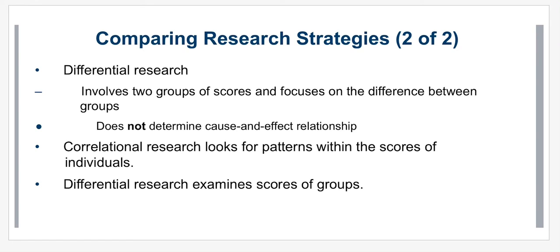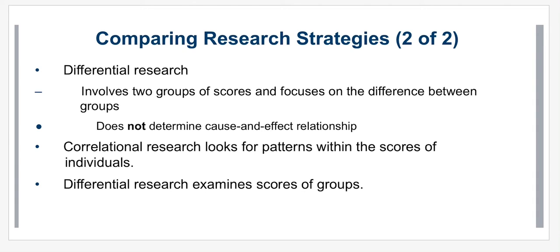But they are different because differential is a non-experimental strategy, not correlational, because we're still separating it into groups. It's trying to look like an experiment, but it is not, right, because we're not truly manipulating anything. But we are comparing groups of scores, which we don't separate into groups for correlational. So it says here at the bottom, correlational is looking for patterns within the scores. As I mentioned, differential is examining the groups and comparing the groups.